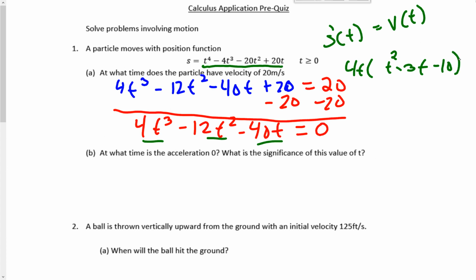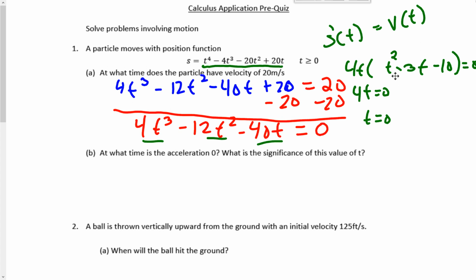And now I can say what are the factors? Set equal to 0. So that means that 4t equals 0, so t equals 0. So the velocity is 20 meters per second when t equals 0. So that's our starting point. We're starting at an initial velocity of 20 meters per second.